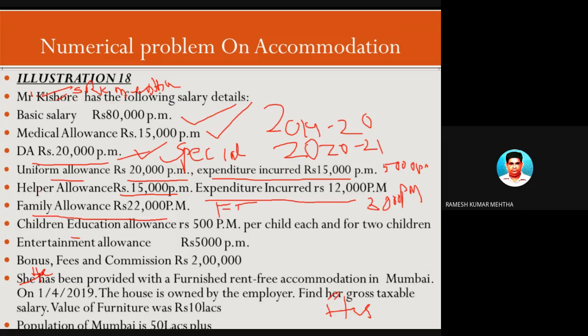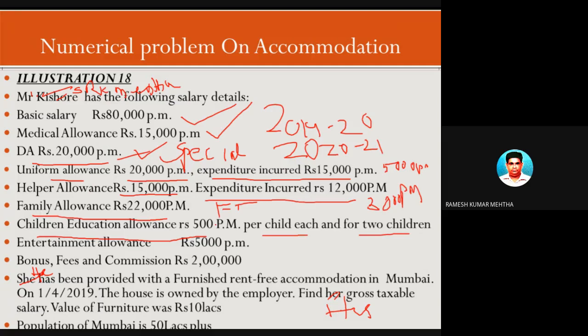Children's educational allowance, 500 rupees per month per child, and for 2 children. Ramesh Mehta has 2 children, and for each child he has been provided children's educational allowance of 500 rupees per month. That means for 2 children he is giving 1,000 rupees per month, for as many months as he is working. So what is the rule for children's educational allowance?